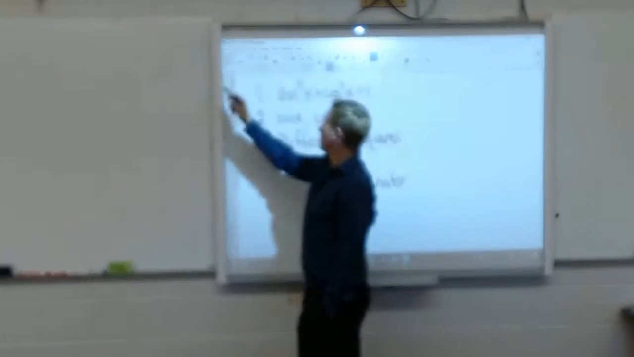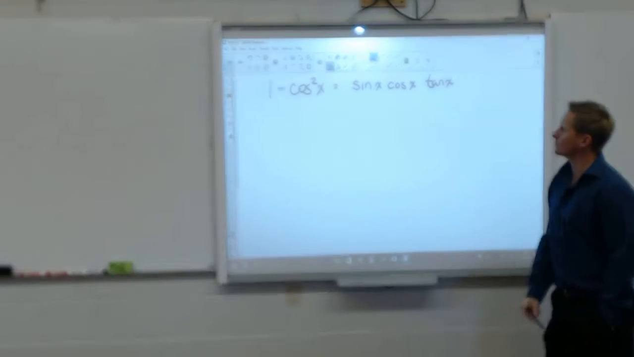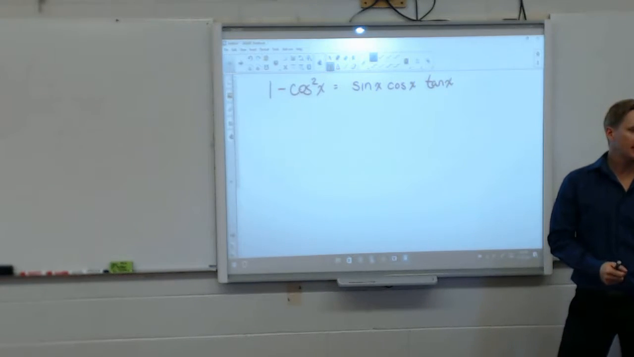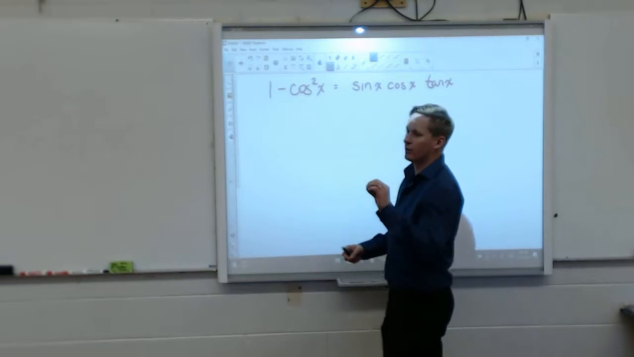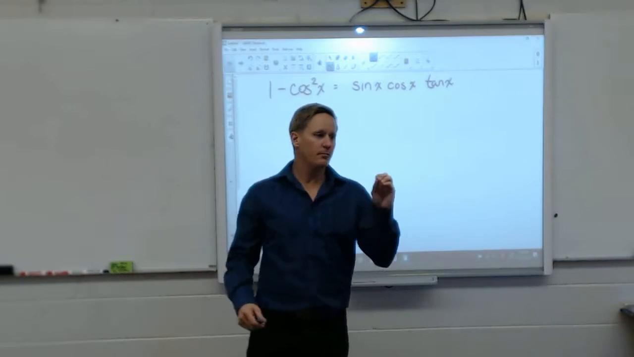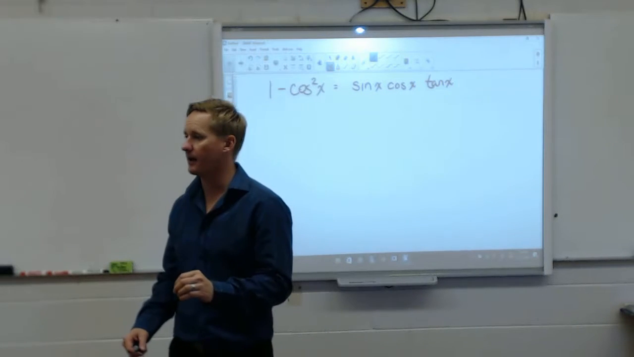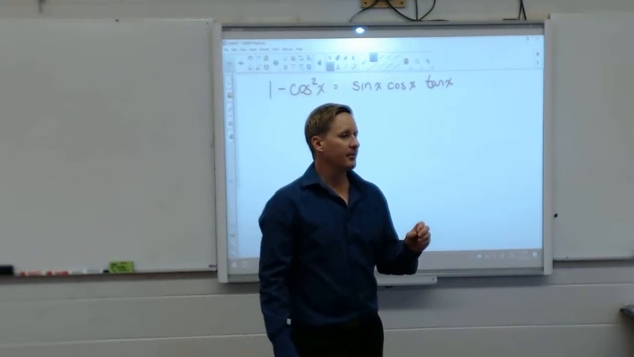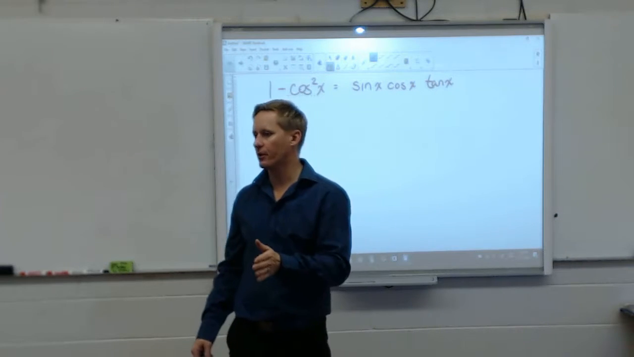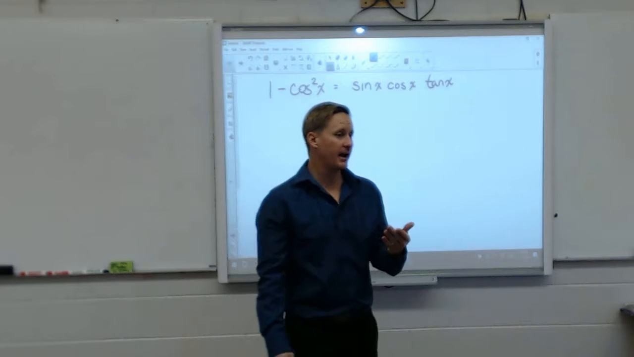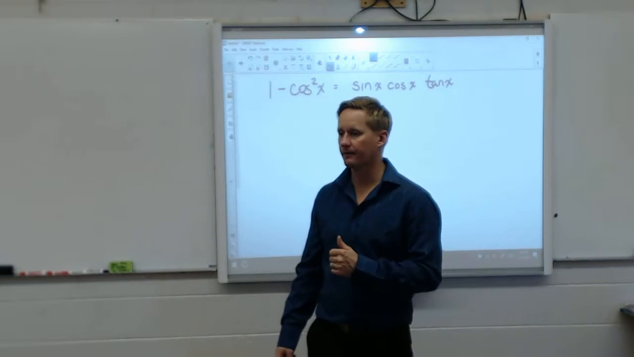Okay, so let's go back now. I've got 1 minus cos squared x equals sine x, cos x, tan x. Either one of these sides. Again, I mentioned this to you day 1: you may simplify both sides. That's okay. But you probably want to work exclusively on one side if at all possible. Having said that, I'm going to work both sides of this one.